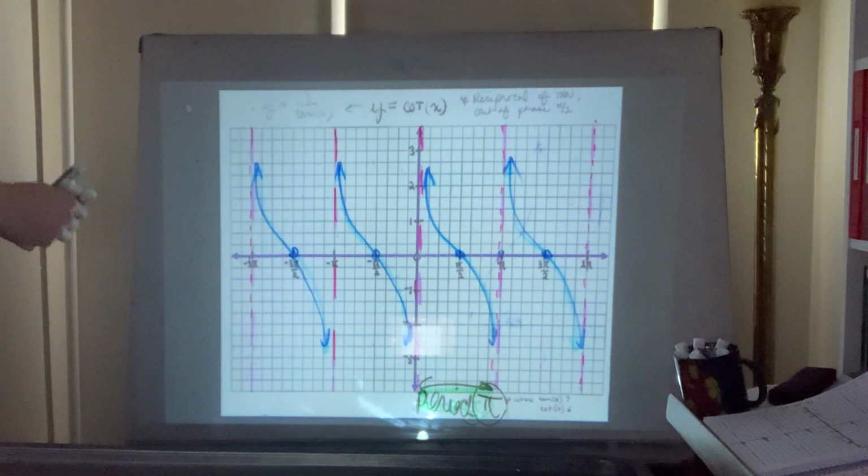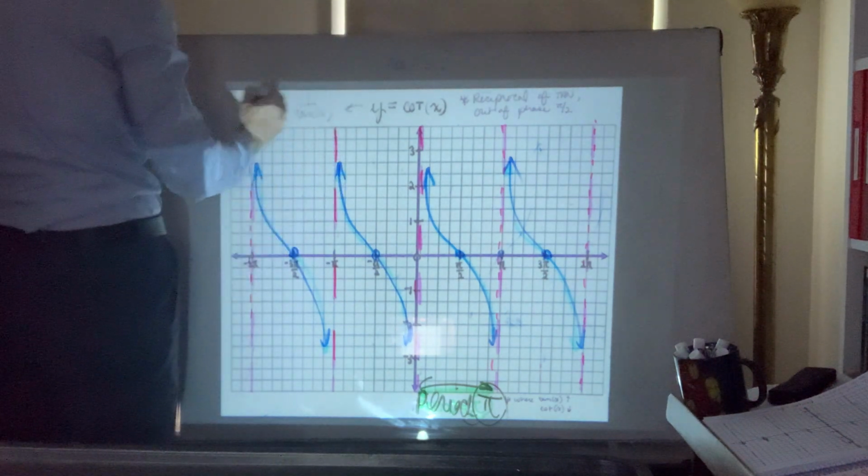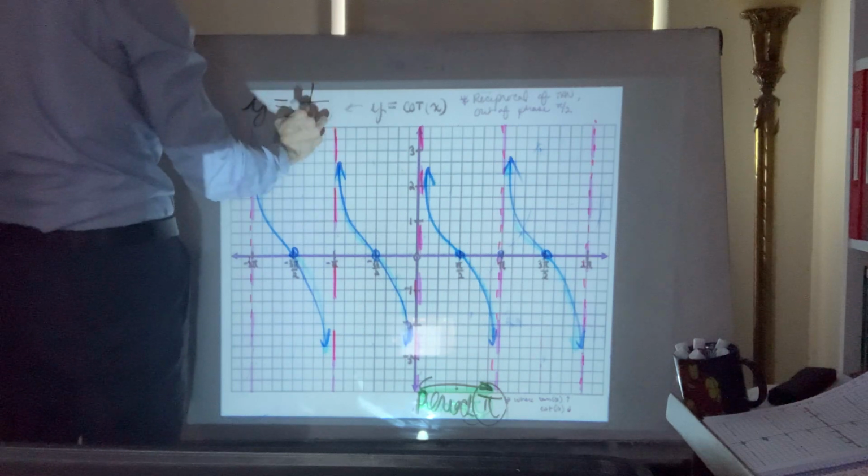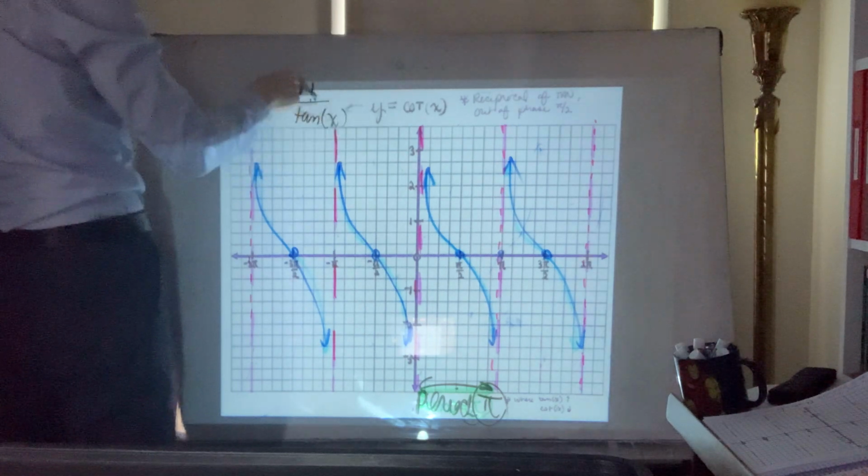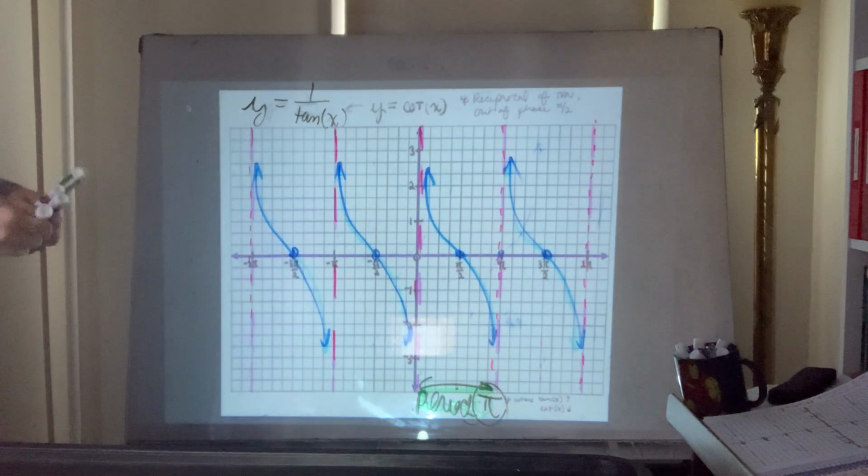If you were using your calculator to draw something like this, then you could just input it like this, because we have a button that says tangent on our calculator, so you can just put 1 over tangent of x, and that's sufficient.